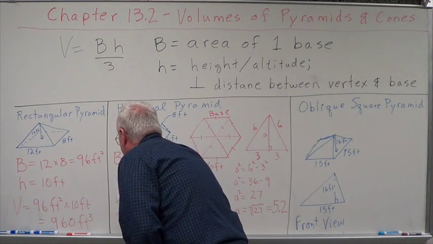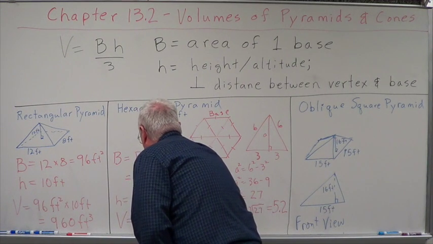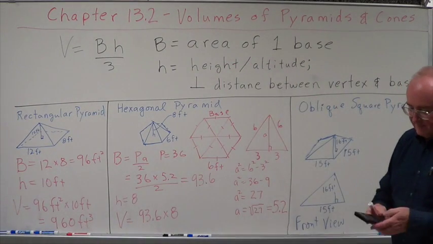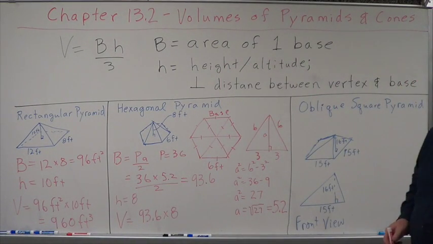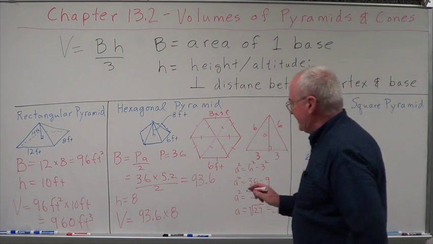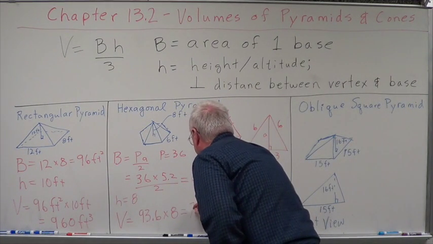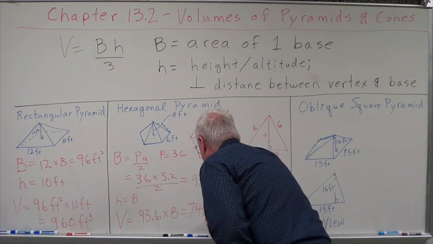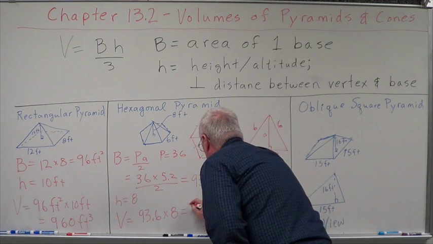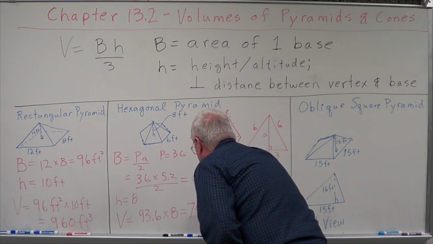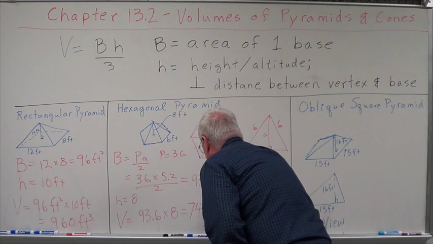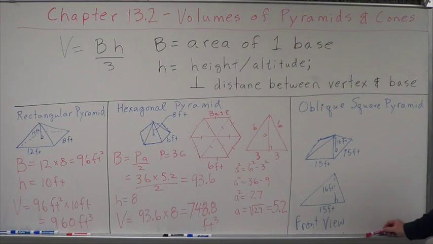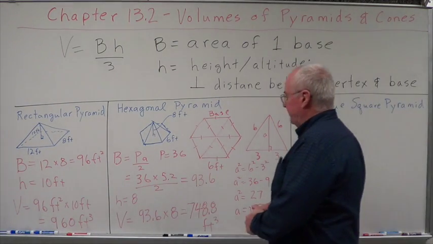Okay, so our volume equals 93.6 times 8, which is 748.8. And what is it? Feet cubed, okay? All right. It's 2 of them. Let's do one more and we'll be done.